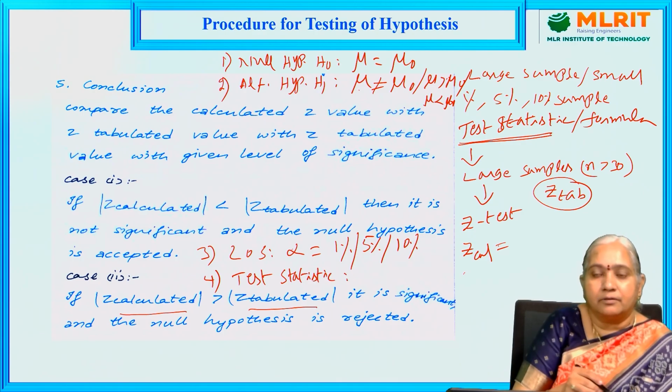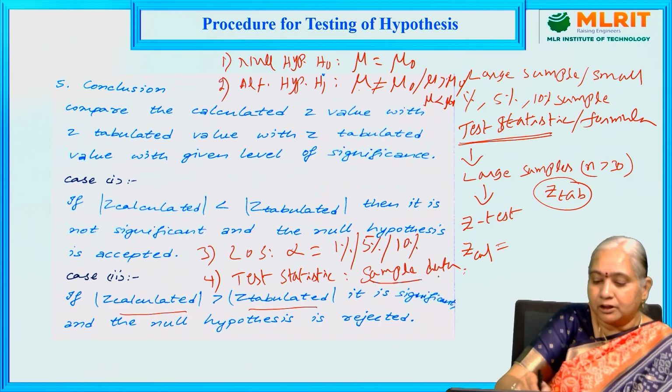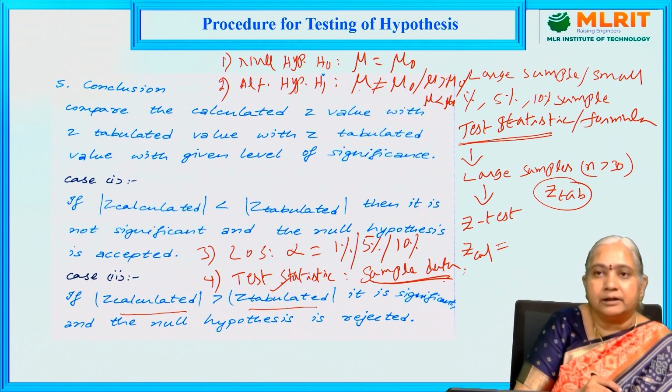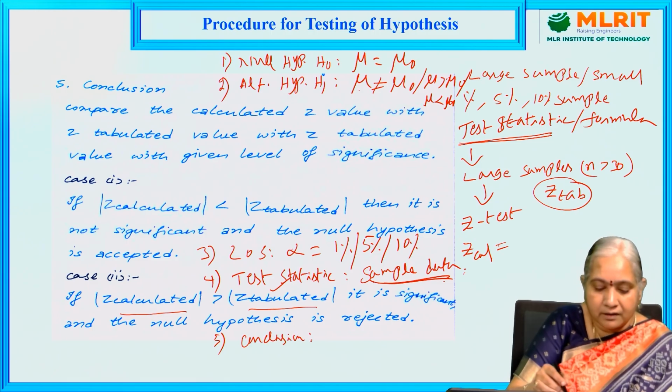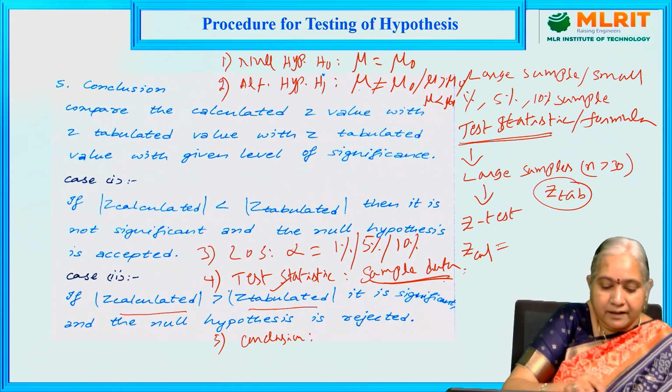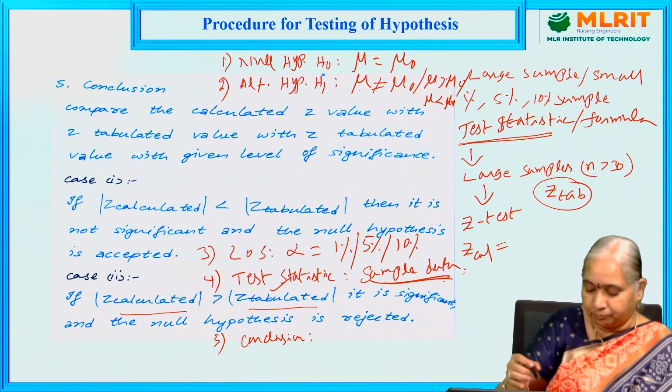This calculated value is only for the sample data. Based on the sample data, we apply the test statistic. And the last step is we give the conclusion. Conclusion is what is our z calculated value and what is the tabular value based on the error percentage, and we compare both the calculated value and the tabular value.